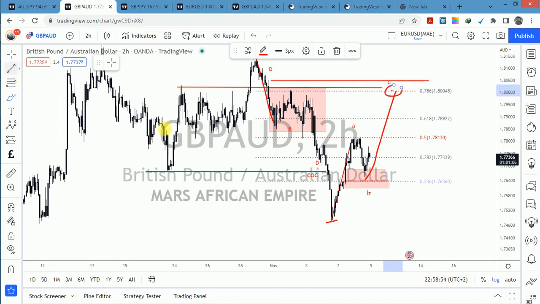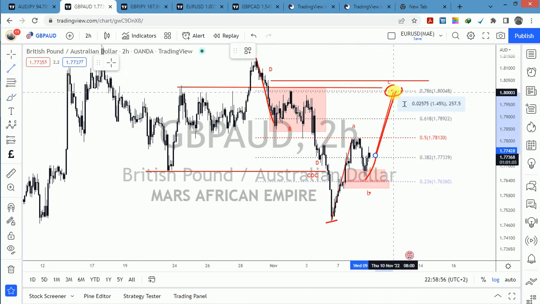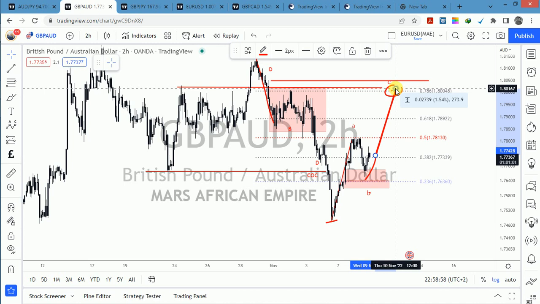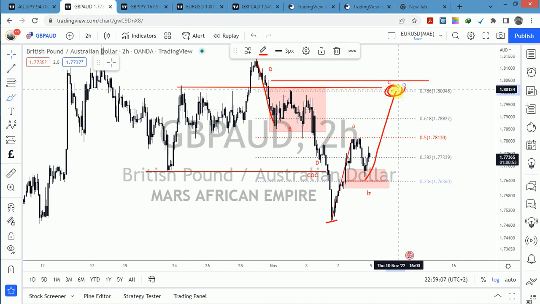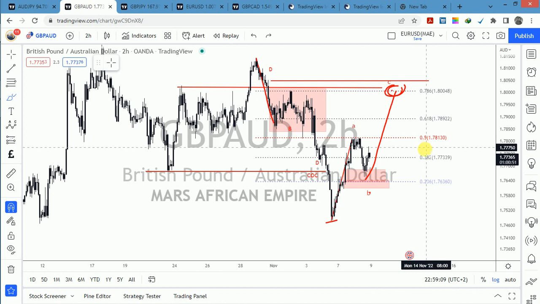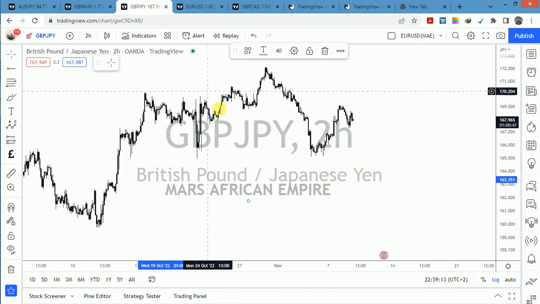I think there's around 250 pips. That's a lot. So you can just buy it from here and then continue to go up there. As for me, I am going to wait for the sell opportunity up there. So yeah, GBPAUD, and then GBPJPY.